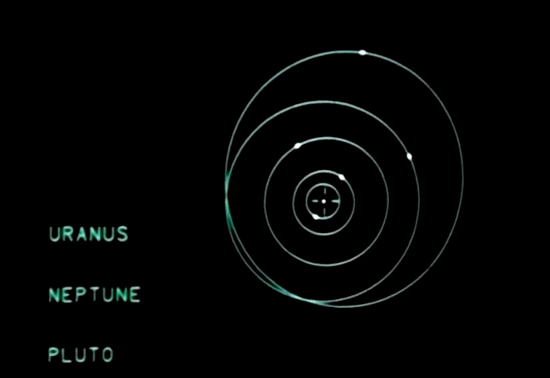Pluto has the largest and most eccentric orbit, and the one with the largest tilt. The orbits of Pluto and Neptune never intersect.